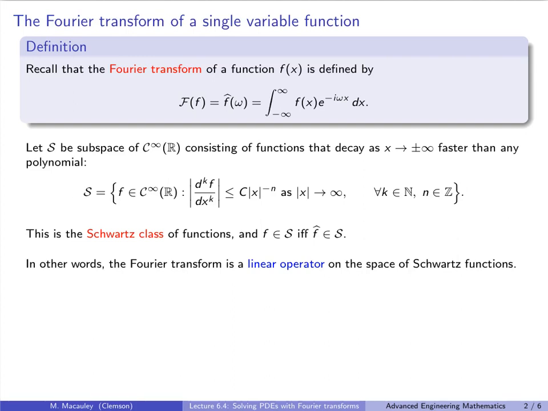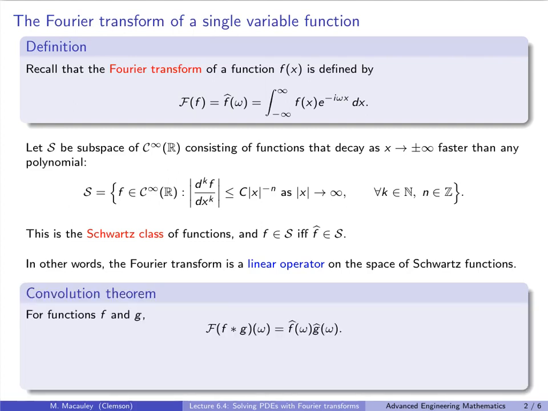It's well beyond the scope of the class. But what you should know is that if you take a function f of x in here and you apply the Fourier transform, you're never going to get outside of there. In particular, the Fourier transform is a bijection between the subspace S and itself.